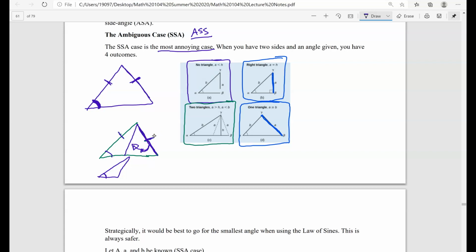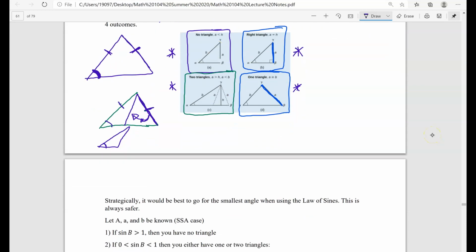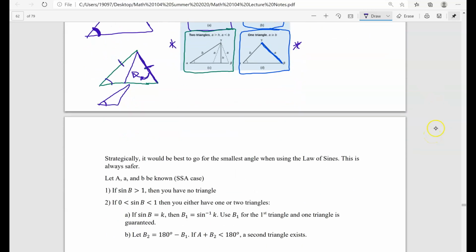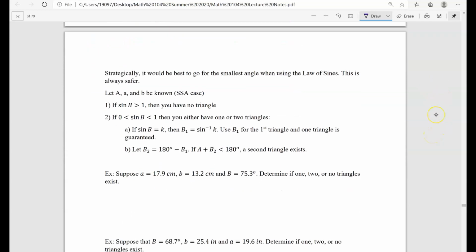To solve these two different triangles, you have to do the law of sines multiple times. That's why I call it the most annoying case. Here there are some directions about when that occurs, and that relates to the altitude h. I don't memorize that at all. All I do is just do the problem and see if I'm going to get one, no, or two triangles.